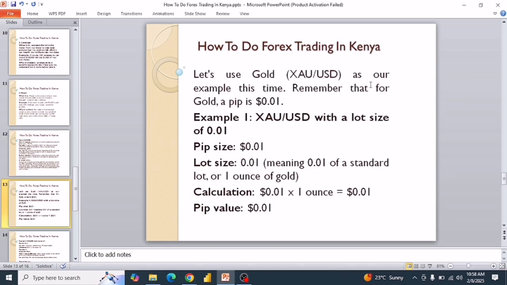Now let's go into an example so that you can understand more about lot size. Let's use gold for example. Gold against the US dollars with a lot size of 0.01. The lot size is 0.01. So this one times 100 is 1. And when it goes up, 1 pip will mean 1 times 0.01, and you'll get a pip value of 0.01.